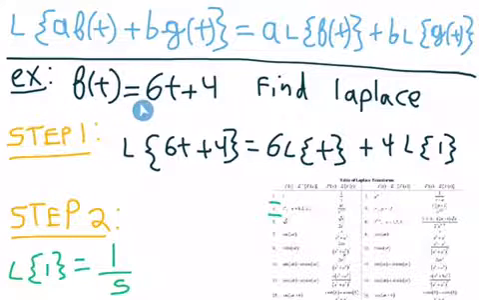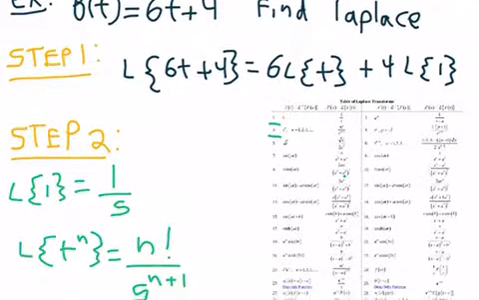They give us a function f of t is equal to 6t plus 4. And they tell us find the Laplace. So the first step is always to take what we have, in this case the function, and to plug it into the theory. So what constants do we have? Well, we have our 6 and we have our 4. So we could rewrite all of this as 6 times the Laplace of t plus 4 times the Laplace of 1. And now we're going to look at our table of Laplace transforms.